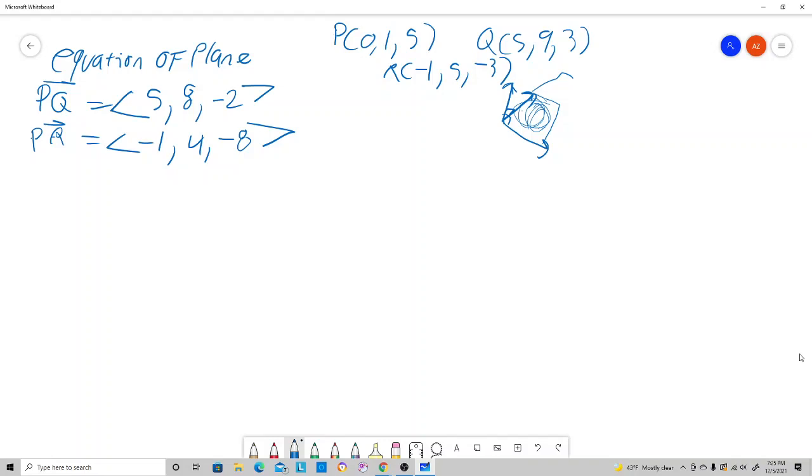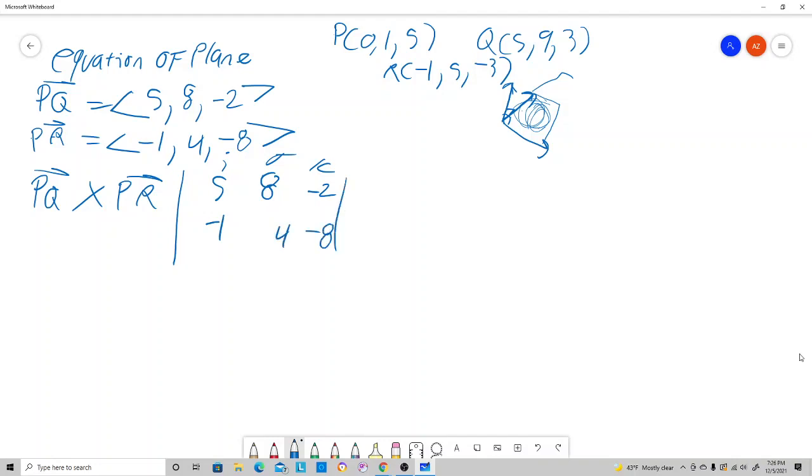So how do we create a normal vector? We do the cross product. So we do P to Q cross with P to R. So it should be 5, 8. Let's do I, J, K. 5, 8, -2, and then -1, 4, -8. Okay, so this would be -64. This would be +8.